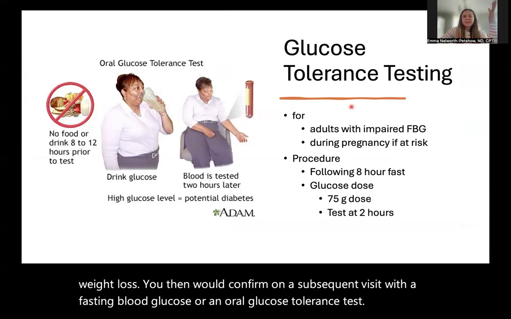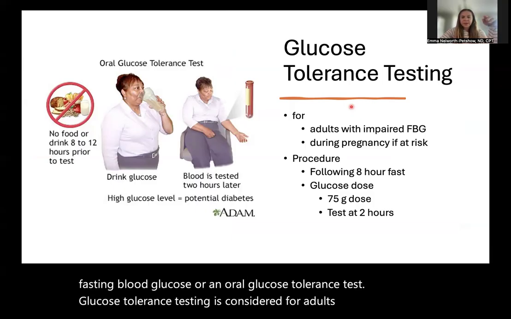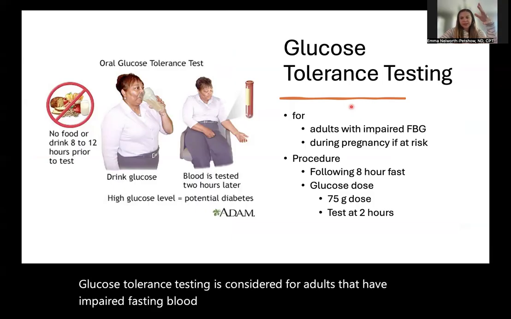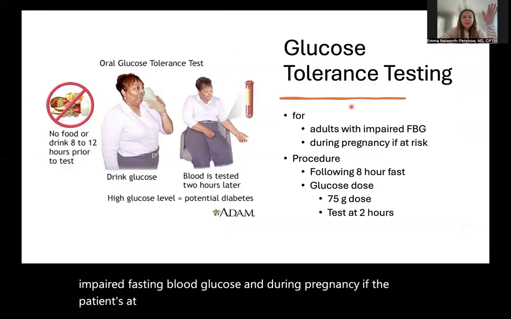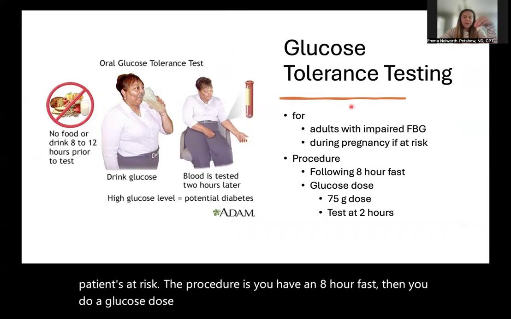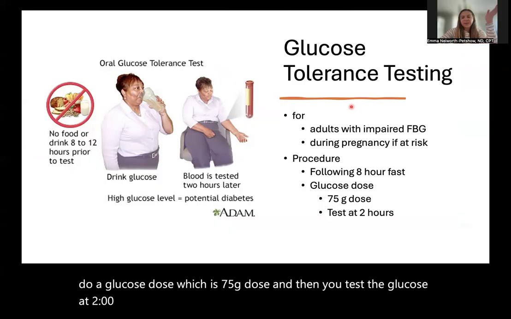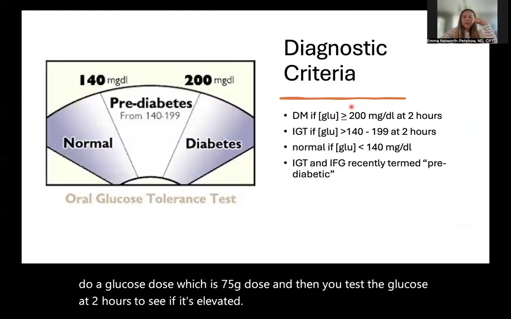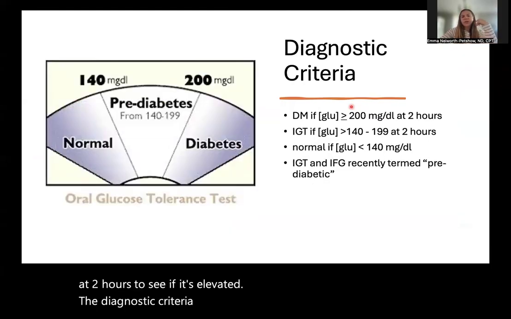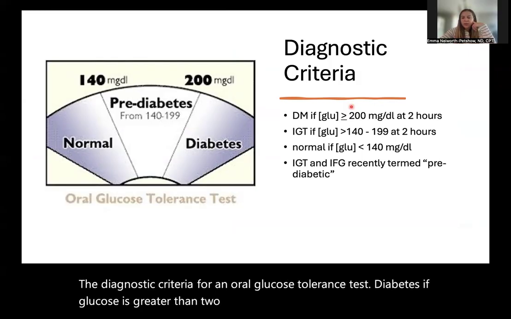Glucose tolerance testing is considered for adults that have impaired fasting blood glucose and during pregnancy if the patient's at risk. The procedure is you have an 8-hour fast, then you do a glucose dose, which is a 75-gram dose, and then you test the glucose at 2 hours to see if it's elevated. The diagnostic criteria for an oral glucose tolerance test: diabetes if glucose is greater than 200 at 2 hours.